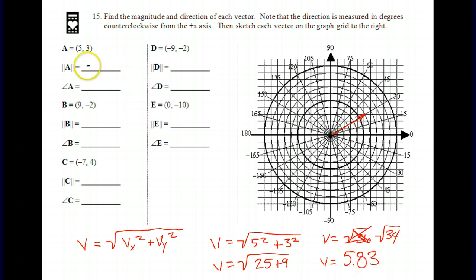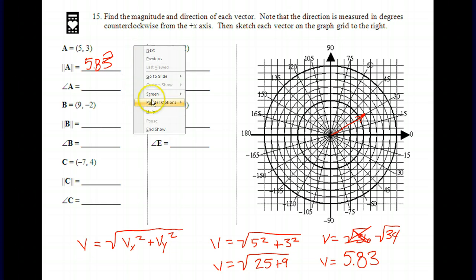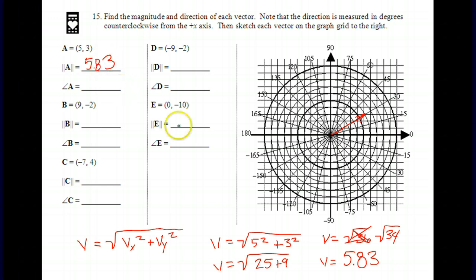I still got it. Now, once the absolute value, so if that came out negative, we would make it positive. 5.83. I'm having troubles writing today. Thinking and writing. It's early in the morning. There we go. I'm glad y'all are paying attention.